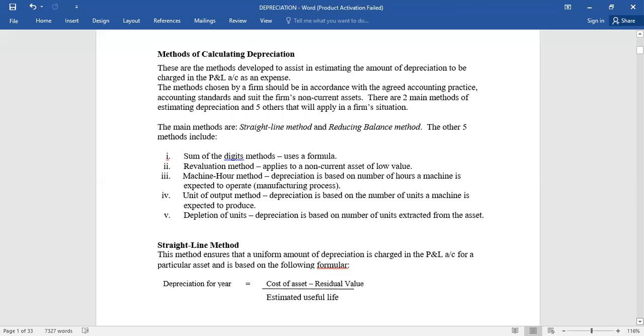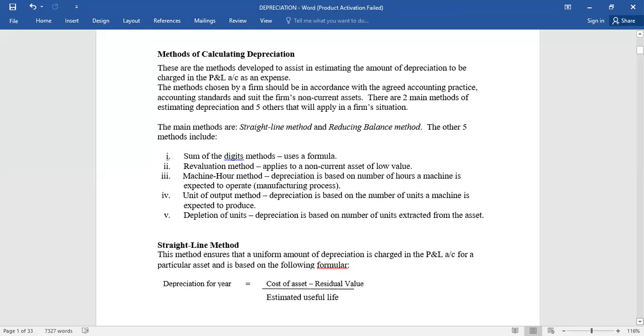Then we have the depletion of units. I've said depletion of units will be used in royalties. So in the royalties accounts, there is something we call the short workings. So when you get there, that will be third year, second semester, and some will take it in fourth year, first semester, depending on the program.